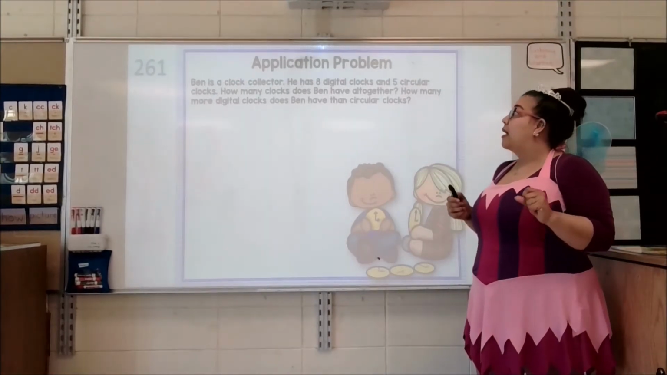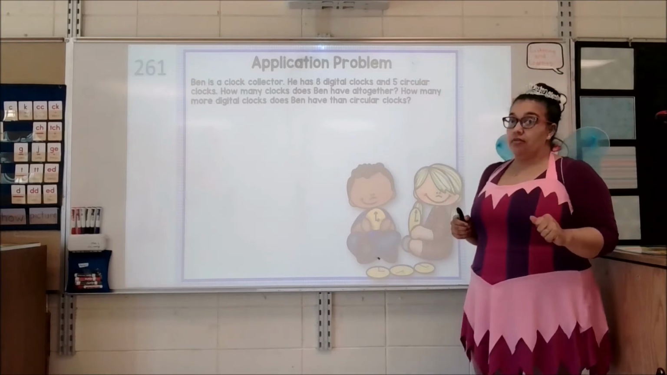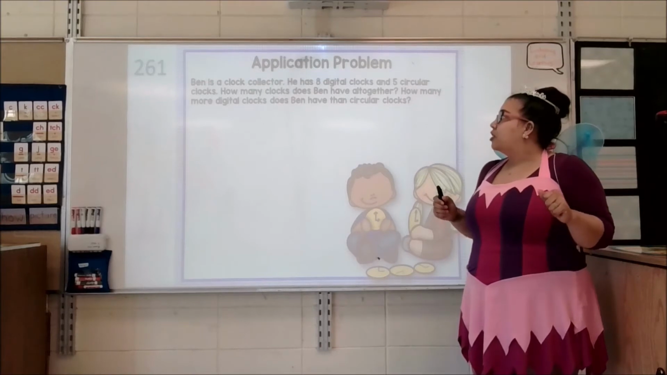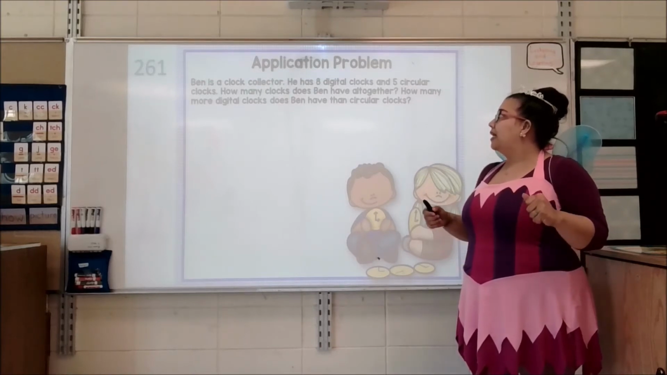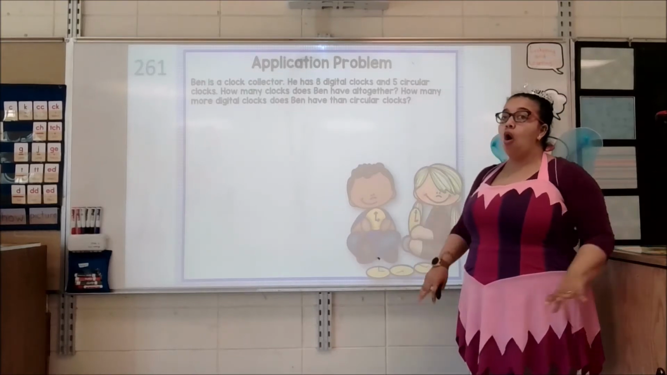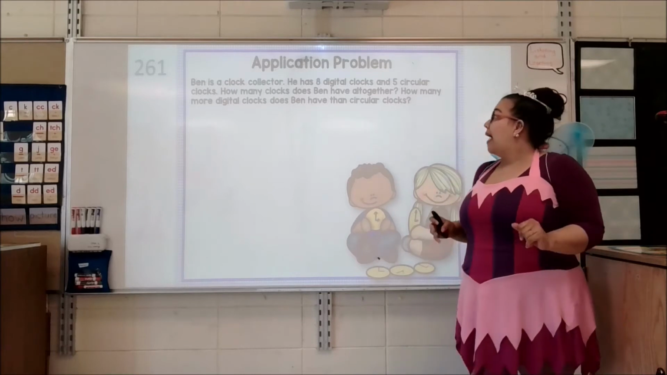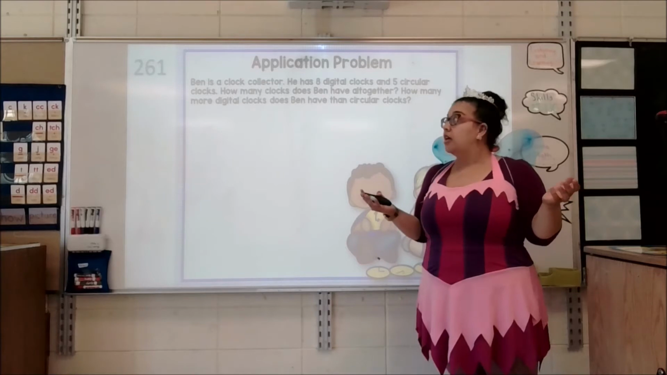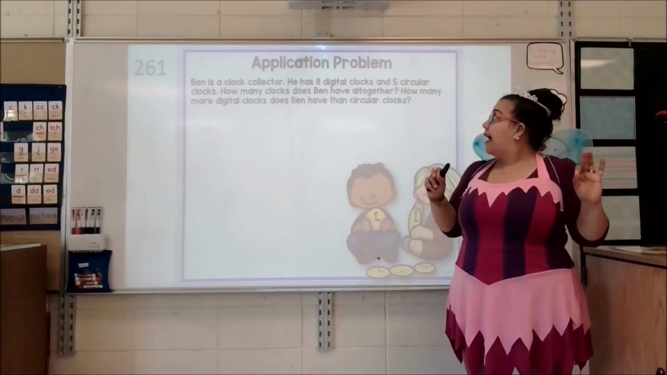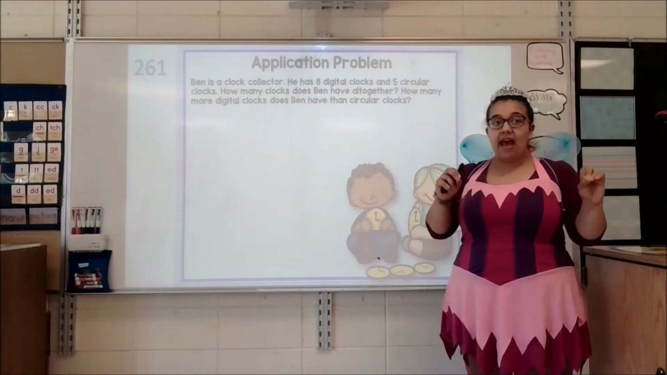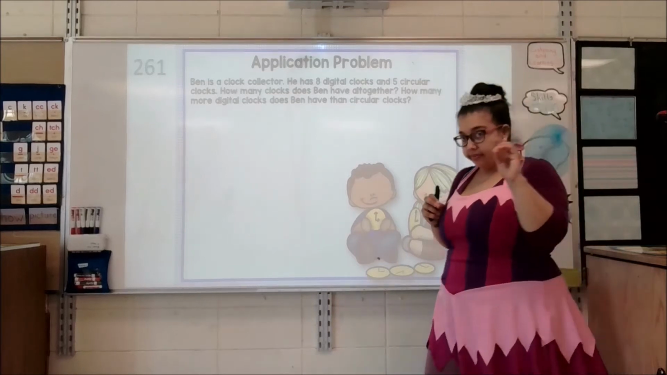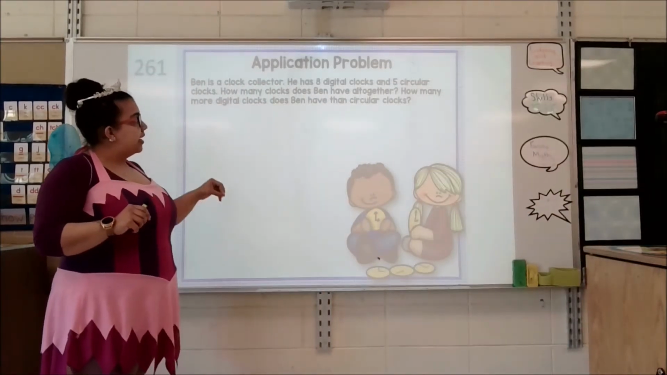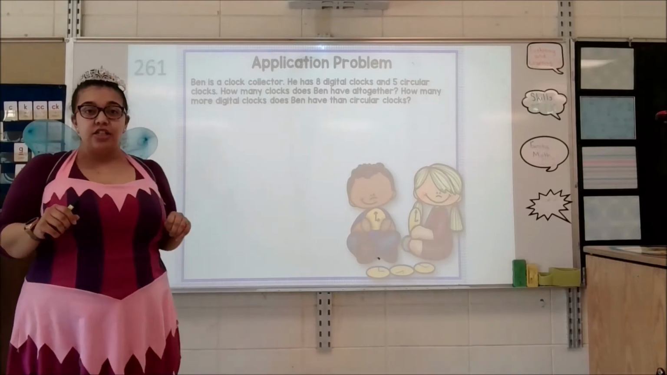It reads, Ben is a clock collector. He has 8 digital clocks and 5 circular clocks. How many clocks does Ben have all together? How many more digital clocks does Ben have than circular clocks? So there's 2 parts to that question. How many clocks does Ben have all together? How many more digital clocks does Ben have than circular clocks?